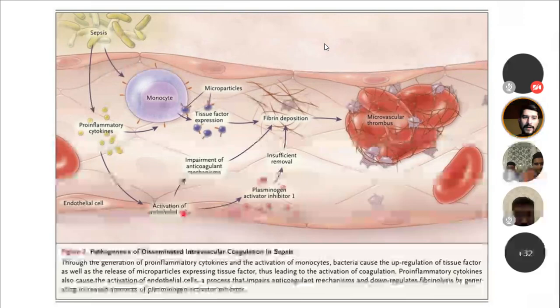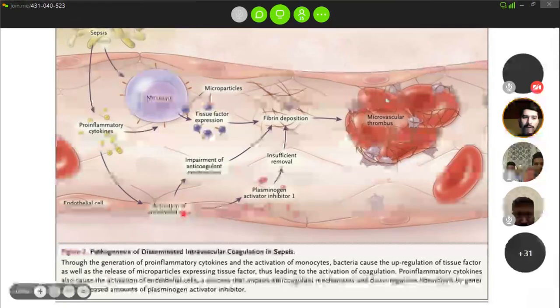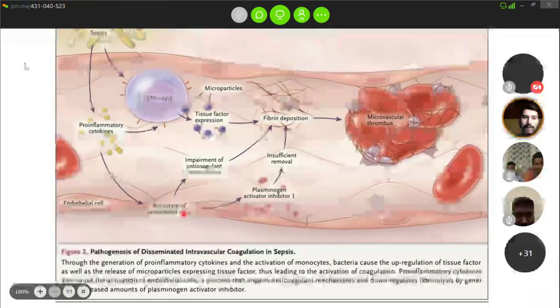Do I have any working pens over here? One second. Is it visible right here?